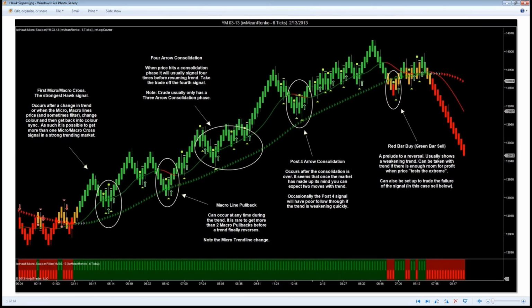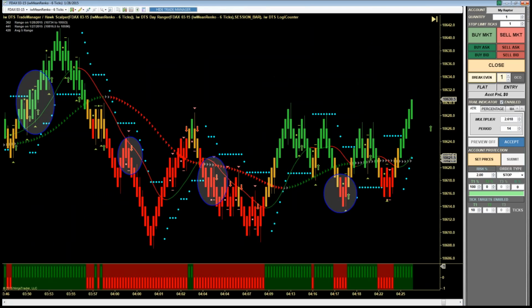I have what I refer to as a cheat sheet for the Hawk. And it shows you the 5 basic Hawk signals that you would look for. And they're not difficult to spot. First micro-macro cross, macro pullback, 4-arrow consolidation. It just takes a little bit of time to learn to recognize them. Here's a post 4-arrow consolidation signal and a red bar buy, or its bearish counterpart, the green bar sell.